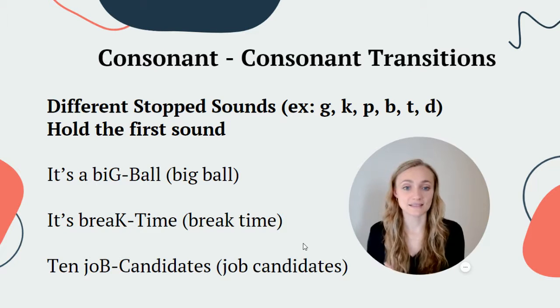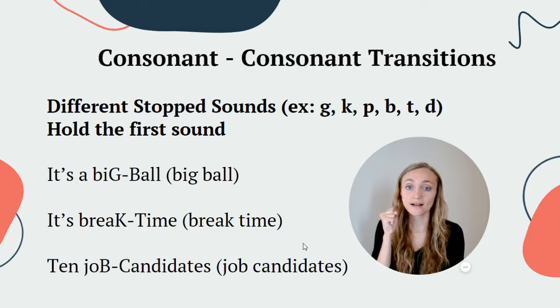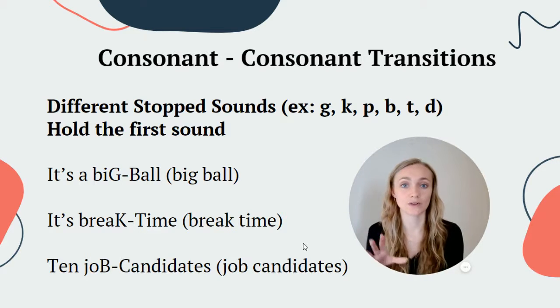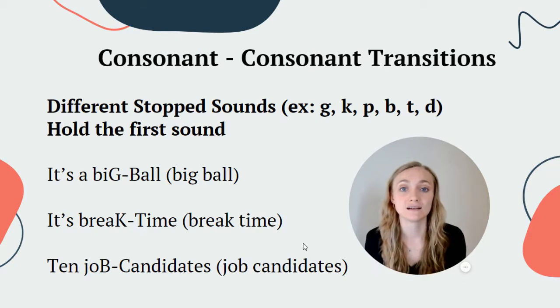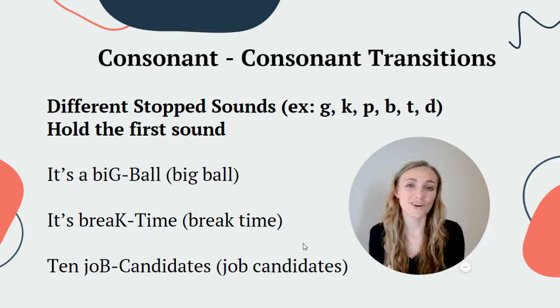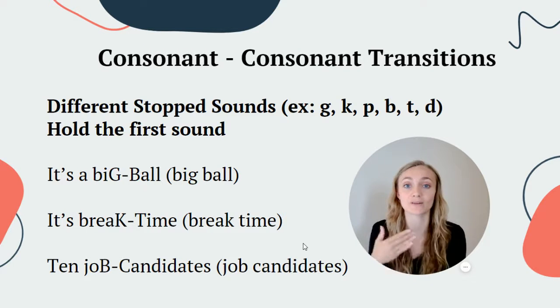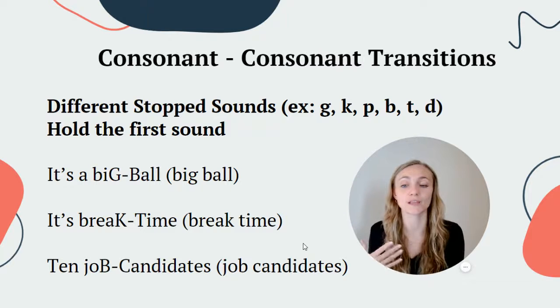But in these cases, you are not going to hear people exaggerate both of the sounds when we have combinations of two stopped sounds together, but rather they're going to hold the first sound back and then fully pronounce the second one. For example, in It's a big ball, if I fully pronounce that g and get it all the way out, then it's hard to transition to another b, where I also have to push out air and stop the air. So to make this easier, big ball, we sort of eat up the g.